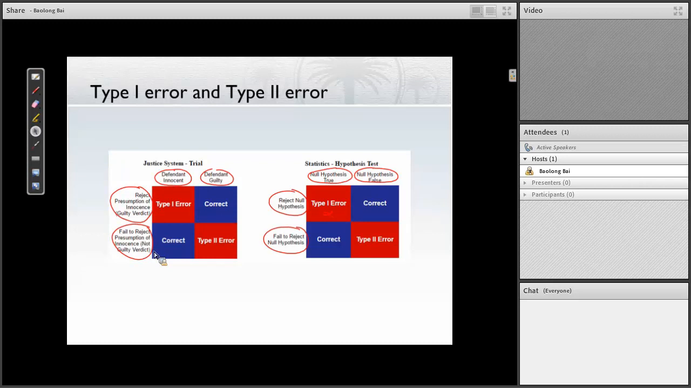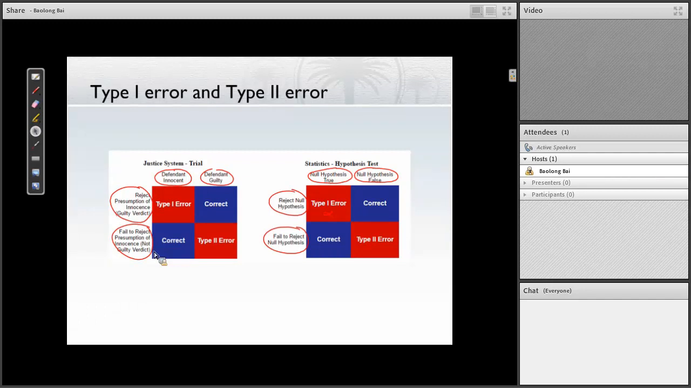Okay. Then, if we reject the null and the null hypothesis is true, it will be the same scenario as the judge convicted the defendant when the defendant is actually innocent, right? So we call that type 1 error. And if we reject the null when null is actually false, that will be the same idea as the judge convicted the defendant when the defendant is actually guilty. So that's a correct decision, right?